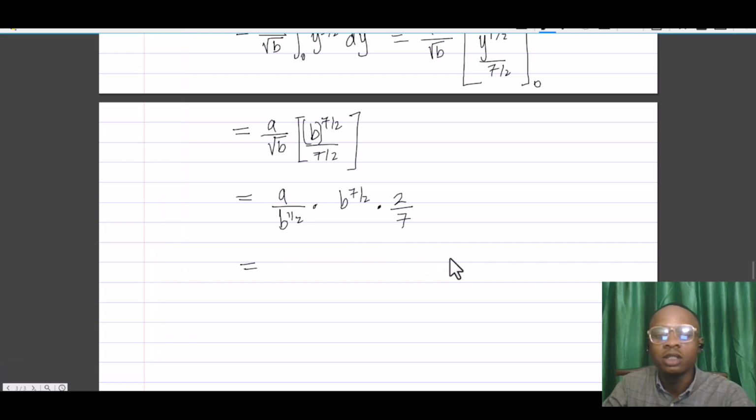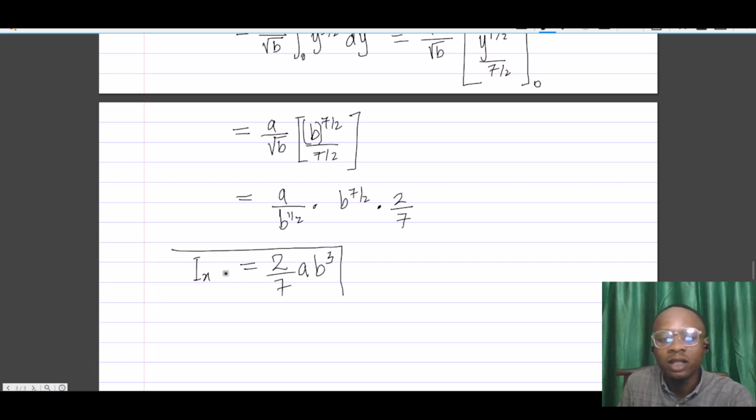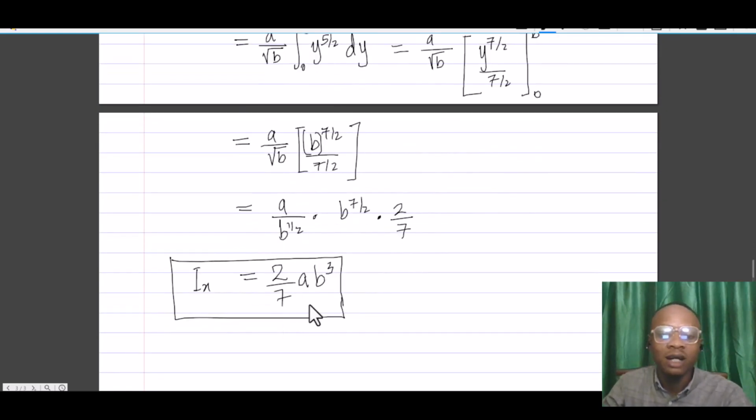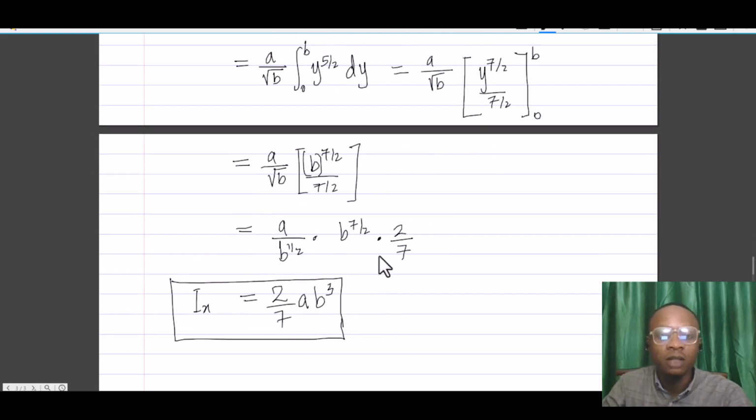That gives us 3. So this is going to give us 2 over 7 a b to the power 3. So this is going to be our moment of inertia of the area about the x-axis. This gives us 2 over 7. And that is that about that. As expected, we should have dimension of length to the power 4.